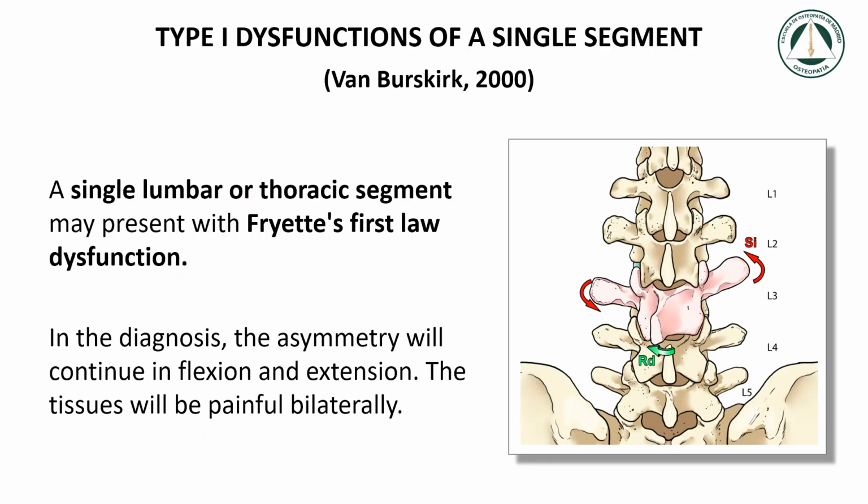Type 1 dysfunctions of a single segment. Van Buskirk 2000: a single lumbar or thoracic segment may present with Fryette's first law dysfunction. In the diagnosis, the asymmetry will continue in flexion and extension. The tissues will be painful bilaterally.